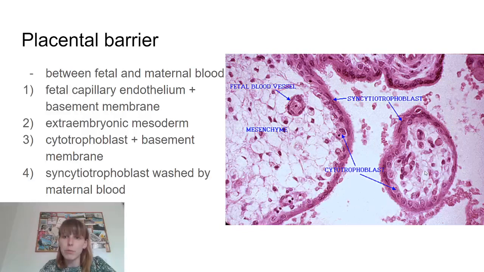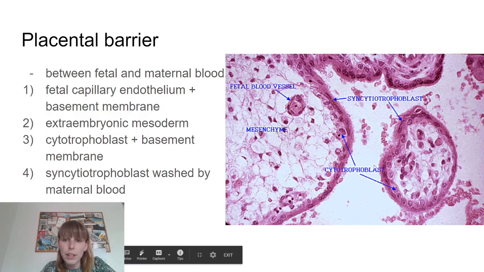And here we have one slide concentrating on the barrier again. So you have the list of the structures that are forming this barrier. So you have the maternal blood in this area, inside the intervillous space, and this would be a cross section of one villus and another one here and here.